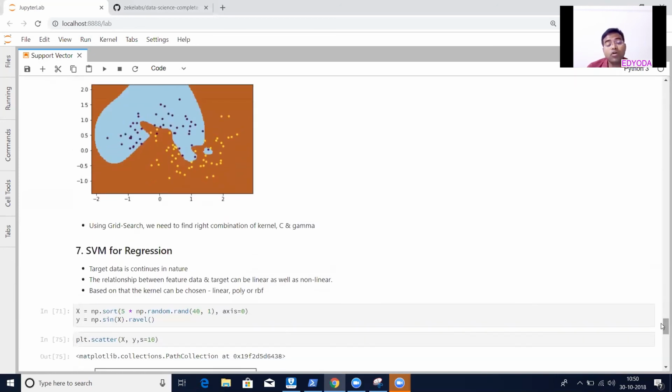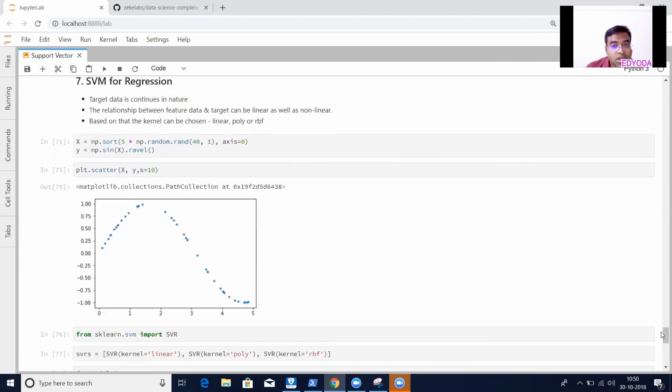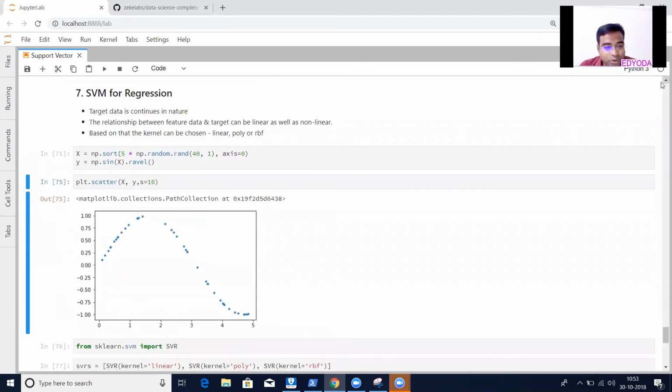With this, we'll go to the next topic, which is how do we use SVM for regression. Okay, let's get to SVM for regression. We have so far seen how SVM can be used for classification. In regression, your target data is continuous. So based on the relationship between the target data and the feature data, your kernel might work out for you. For example, you have data like this that you see here. We have generated this data.